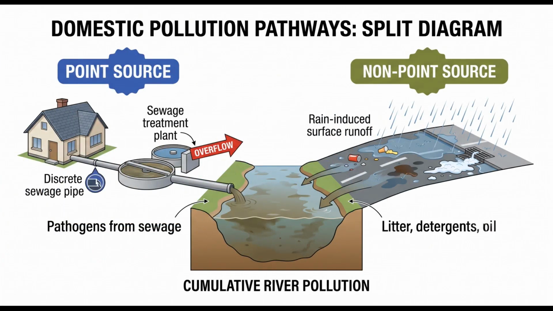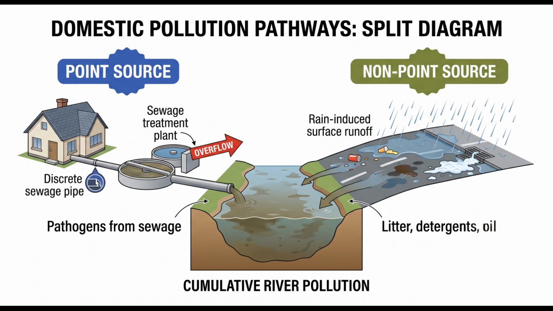Domestic pollution is interesting because it is both types, point source and non-point source, depending on the pathway. Look at the diagram on screen. The sewage pathway is point source. Sewage flows through pipes from homes and buildings. When those pipes leak, overflow during heavy rain, or are not properly connected to treatment plants, the sewage enters waterways at a specific, identifiable location. That is point source.